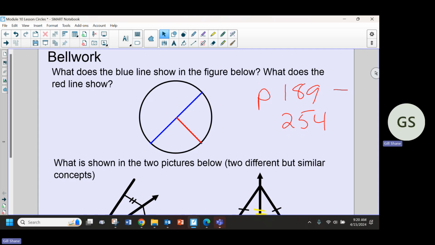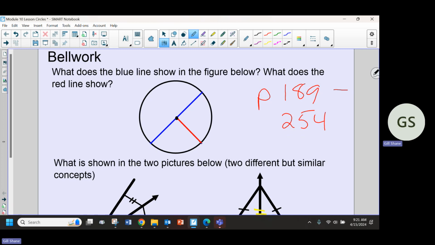So here's a circle. We got a blue line and a red line. First thing you need to understand, the blue line is the diameter. The red line is the radius. They both go through the center of the circle. That's the key. Both of those have to go through the center of the circle.